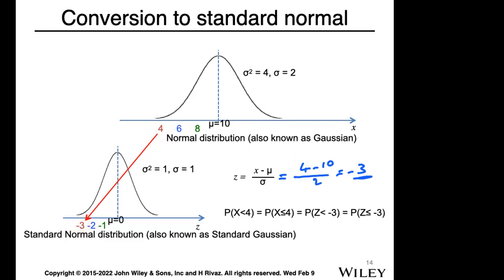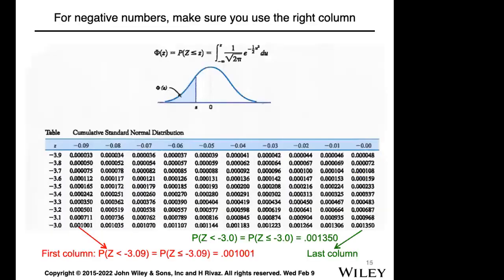So it's a linear transformation. All numbers here move to new numbers. 6 moves to -2, 8 moves to -1, and so forth. And 10 moves to 0. Any questions? Okay.